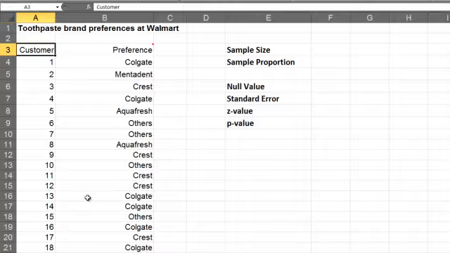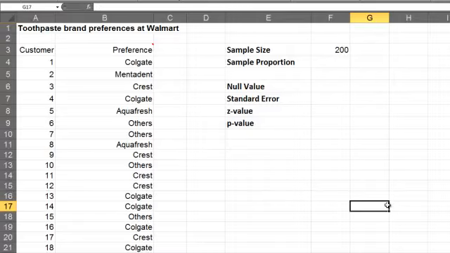So we can start to capture some information here. Our sample size, as we saw, was 200. Our sample proportion is one that we'll need to find out. So the key is we have to identify how many times we have Colgate appearing in this list, and there's a variety of ways we can do that.